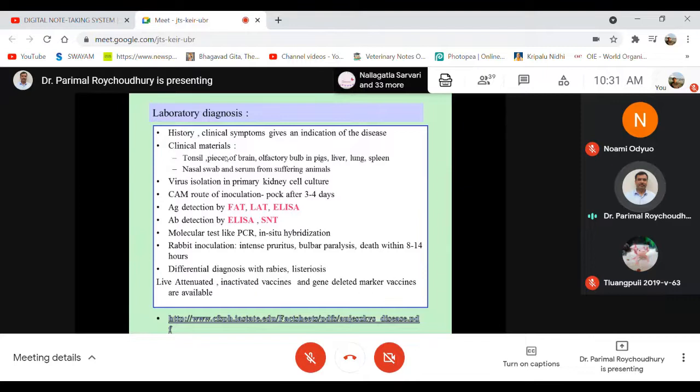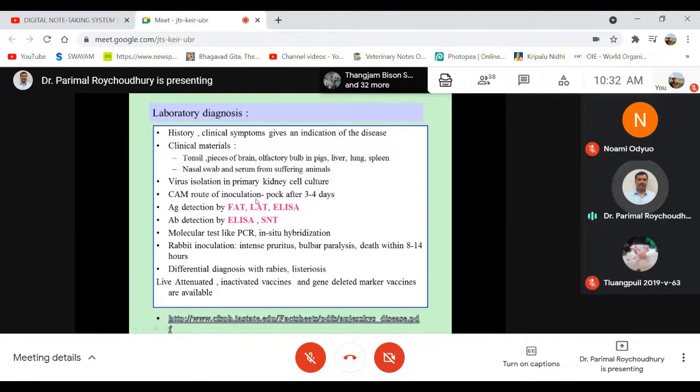Antemortem and postmortem samples we can collect, and preferably pieces of brain are suggested for virus detection by the fluorescent antibody test and section, or can be used for isolation of the virus. Along with the primary kidney cell culture, if you remember in the initial class on the herpesvirus family, I mentioned that herpesviruses prefer cell culture of their natural host origin. So this virus prefers to grow in primary kidney cell culture, both pig kidney as well as bovine kidney. Besides, the chorioallantoic membrane route has also been tried, and the virus produces pocks.